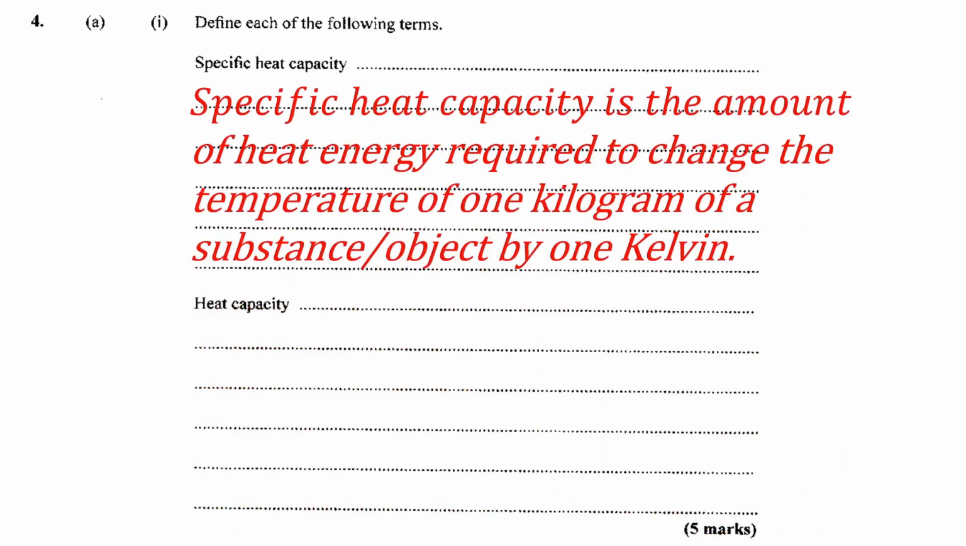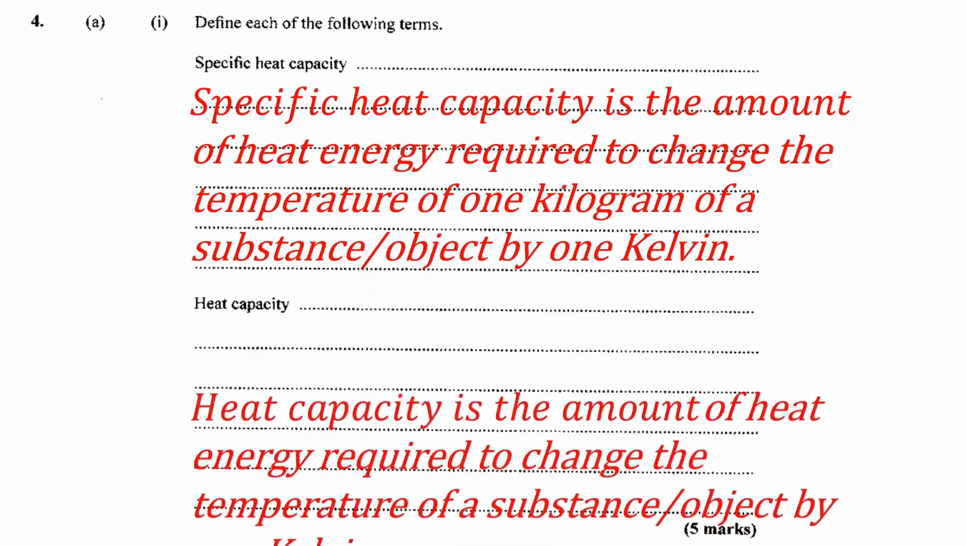Question 4, we're to define each of the following terms. So specific heat capacity and heat capacity. So for 3 marks, specific heat capacity is the amount of heat energy required to change the temperature of 1 kilogram of a substance or object by 1 Kelvin.